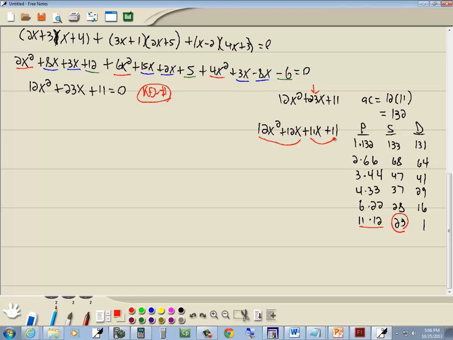Excuse me. Factor by grouping. First group has a 12x in common, and that gives us x plus 1. Second group has 11 in common, and that gives us x plus 1. Now they both have an x plus 1, so I'll factor it out, and that gives us 12x plus 11. So this factors as x plus 1 times 12x plus 11 equal to 0.